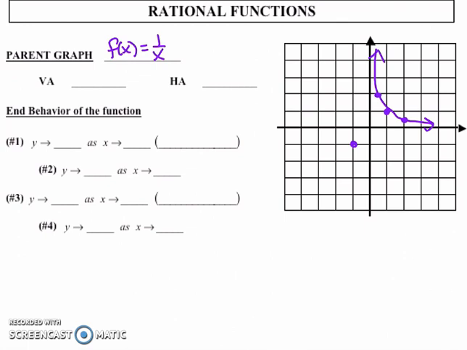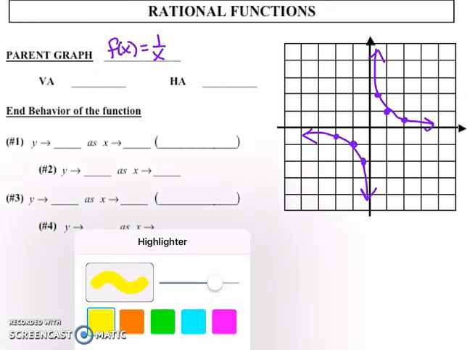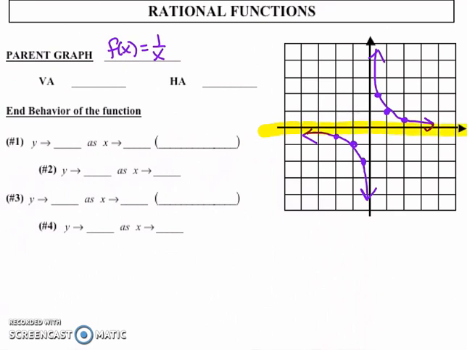And then the other branch has a point at -1/2, -2, and -2, -1/2. And that branch looks like this. Okay? And then we also know that we have a horizontal asymptote here at 0, and a vertical asymptote here at 0. So our vertical asymptote is the line x equals 0, and our horizontal asymptote is the line y equals 0. And again, more about those asymptotes in just a few minutes.